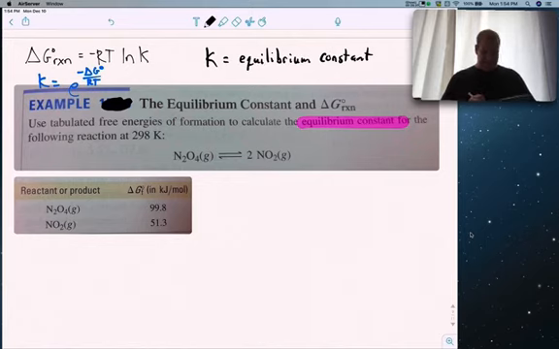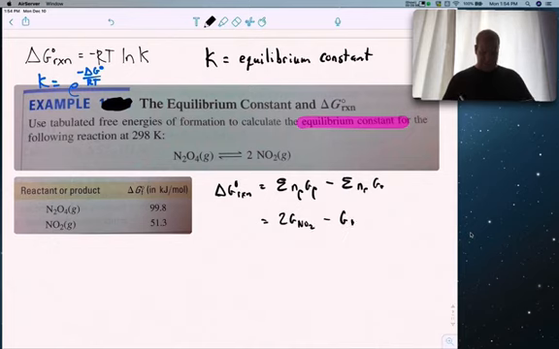Okay, so the delta G0 reaction is going to be the sum of n of P, G of P, minus the sum of n of R, G of R. So for the products, it's 2 G NO2 minus G N2O4, which equals 2 times 51.3, minus 99.8. And what does this equal? Let's figure this out. Two times 51.3 minus 99.8. This is 2.8 kilojoules.